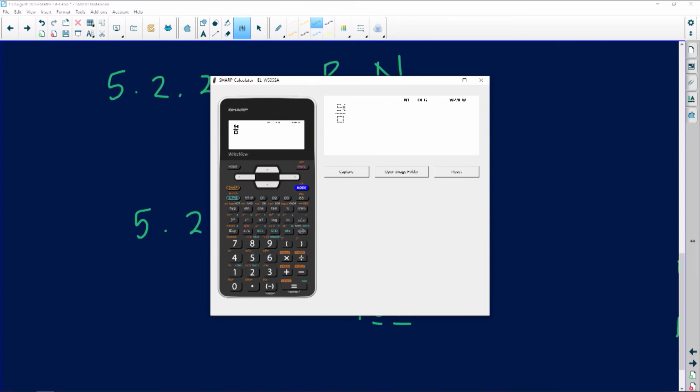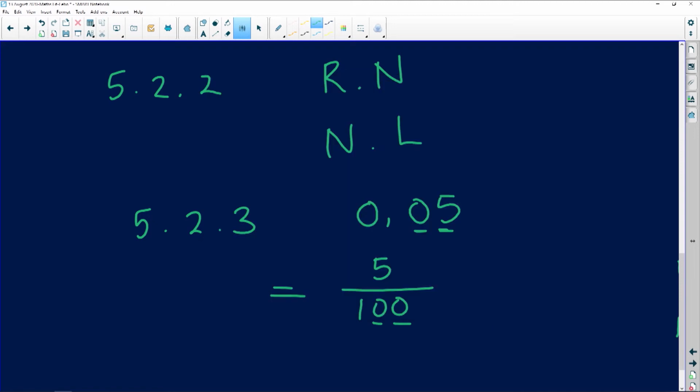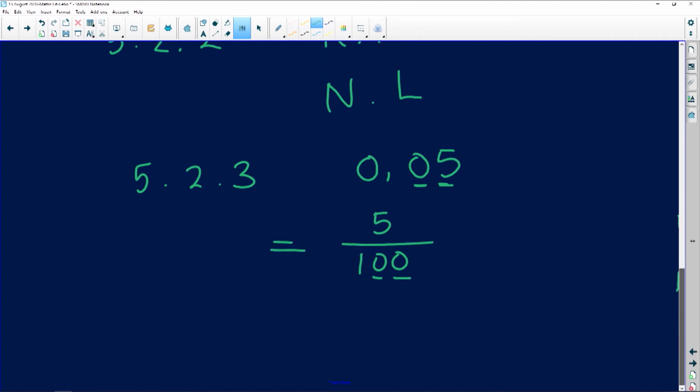So it's 5 all over 100. Look at that. Stunning. It gives it to us as 1 over 20. That's a nice way of cheating, okay? It's a legal way of cheating. So it gives us 1 all over 20. If you didn't have that calculator, well, you should not come into a maths literacy exam without a calculator.